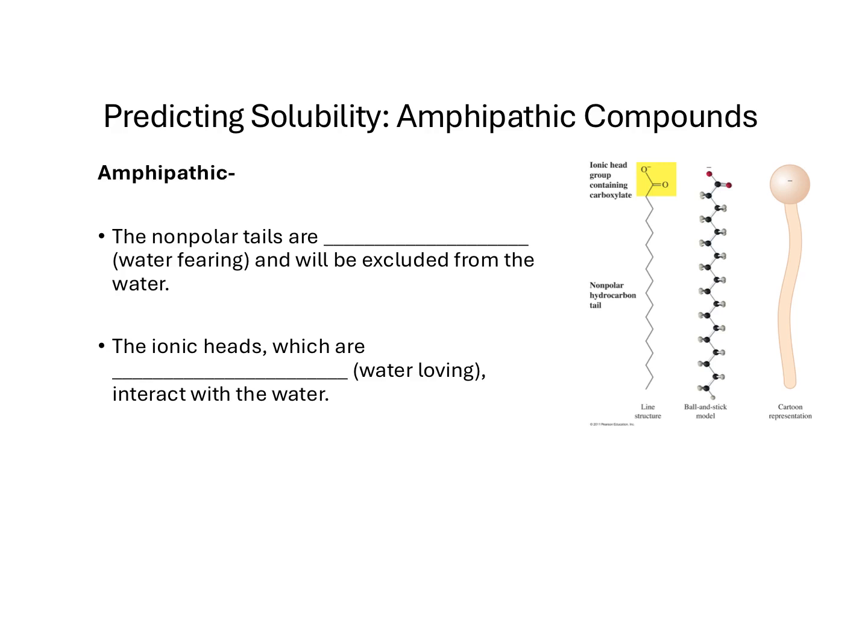Now, we've talked about polar and nonpolar compounds, but it turns out we can have molecules that have both polar and nonpolar parts, and these are called amphipathic compounds. So these are molecules that have both polar and nonpolar parts. And because of this, they can do some really interesting chemistry, right?